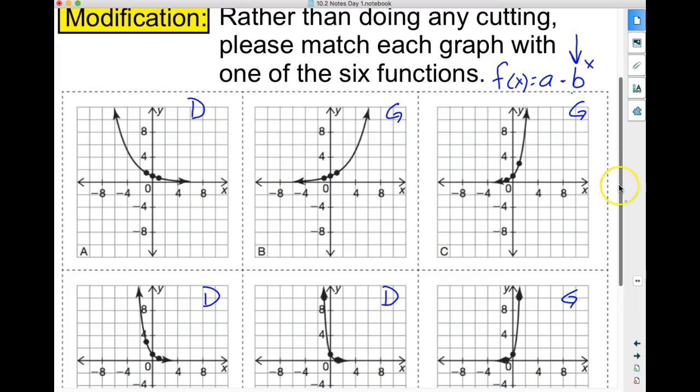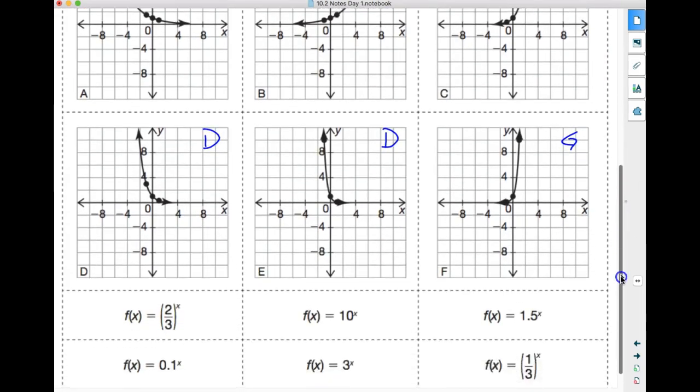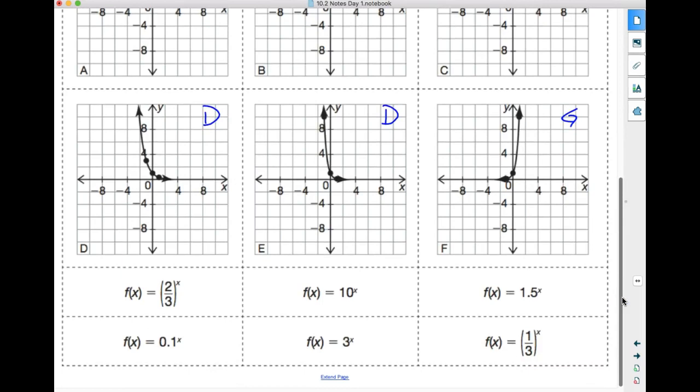So as I come down here and I look at my functions, I know f of x, this first one's going to be a decay function because the 2/3 is smaller than 1. I know 0.1 to the x power is going to be a decay. F of x equals 10 to the x is going to be a growth function. 3 to the x is going to be a growth function because the b is greater than 1. 1.5 to the x is going to be a growth function, and the 1/3 to the x is going to be a decay function.